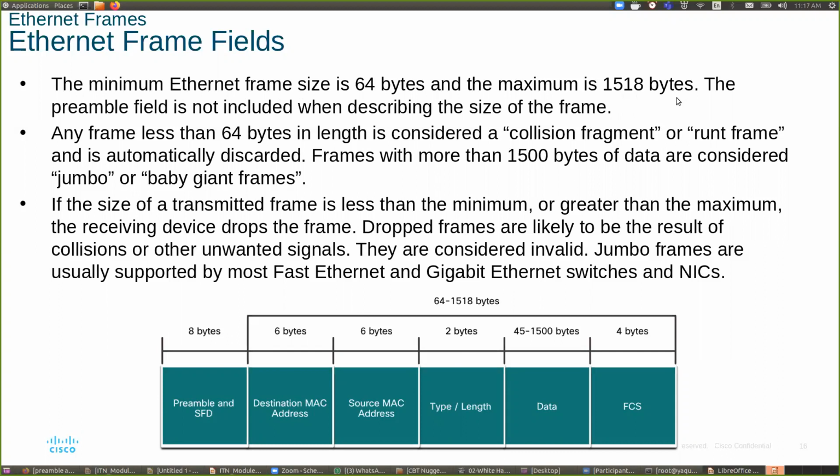1,518 bytes. So if a computer receives a frame and the size of the frame is less than 64 bytes, the computer is going to drop that frame, because the computer will see that the frame has been tampered with, it is corrupt. Maybe it has encountered a collision. At the same time, if a computer receives a frame that has a size bigger than 1,518, that frame is also going to be dropped or discarded, because the computer will see that this frame is not normal. So the minimum size of a frame is 64 bytes, and the maximum can be 1,518.